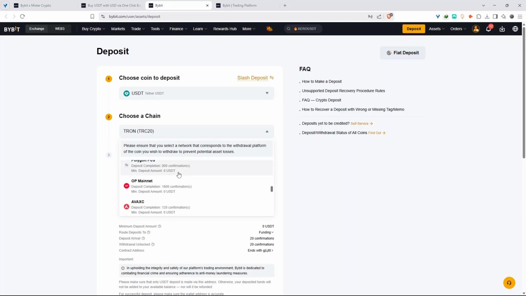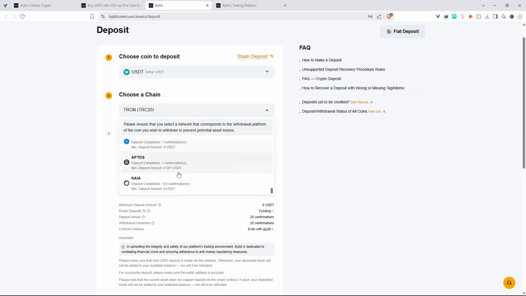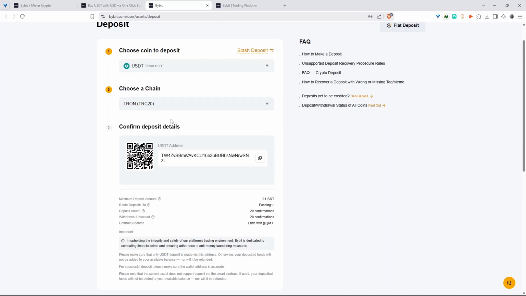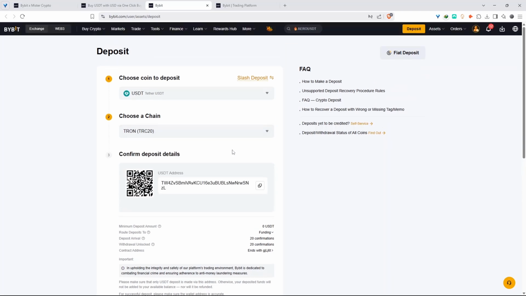For USDT, Bybit supports several networks. Always ensure that the network you select on Bybit matches the network you're using on the sending exchange. For example, if you're sending USDT from Binance via Binance Smart Chain, select that network on Bybit. Copy the provided deposit address and use it to send crypto from the other exchange.